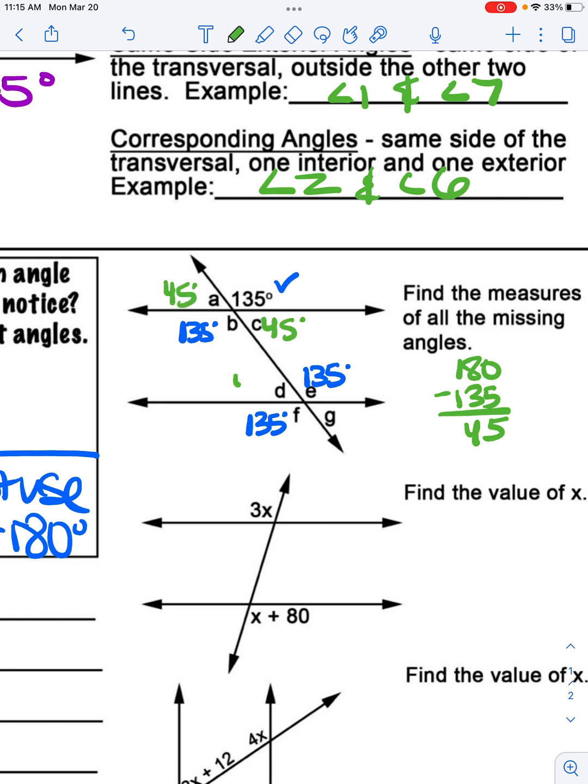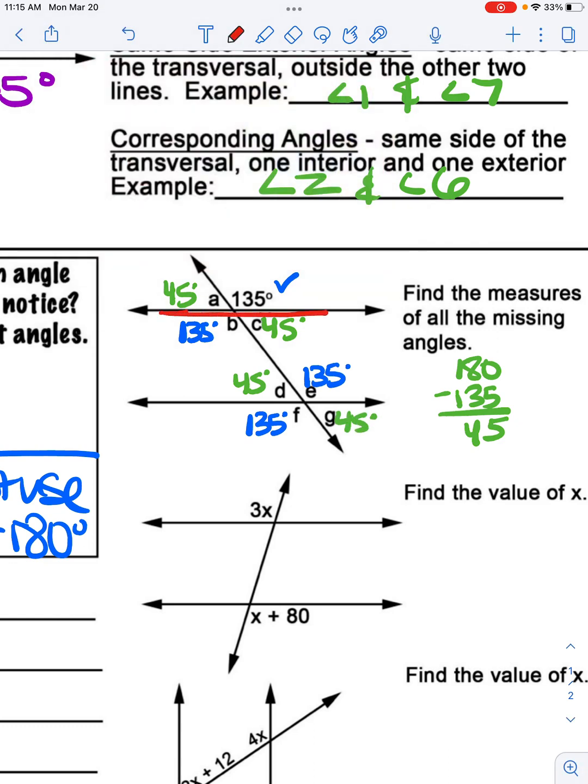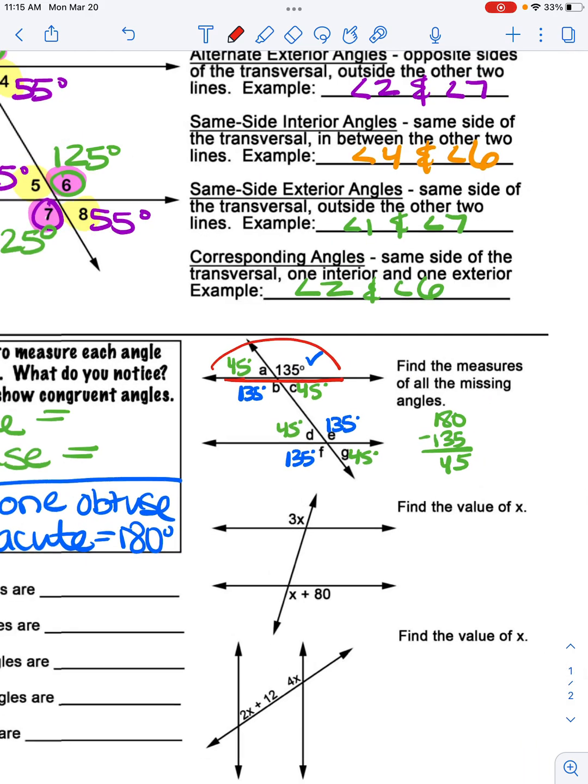Now that just makes sense because I'll show you why it makes such good sense. This is a straight line. These two better add up to 180, right? Plus we know that vertical angles are equal. We've got all these things going on here.